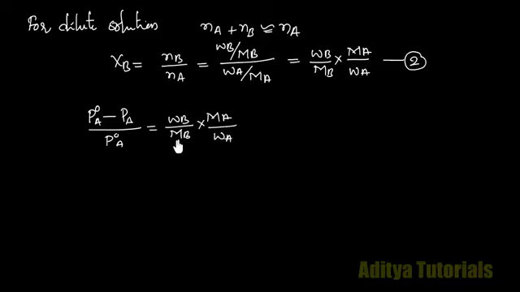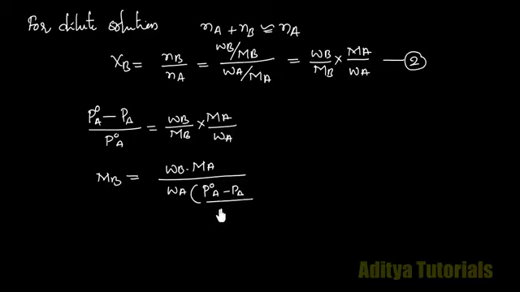Now I want MB, that is MB is equal to the value WB into MA, and that should be divided by WA, and this entire term will be moved to the denominator here, that is P naught A minus P of A divided by P naught A.